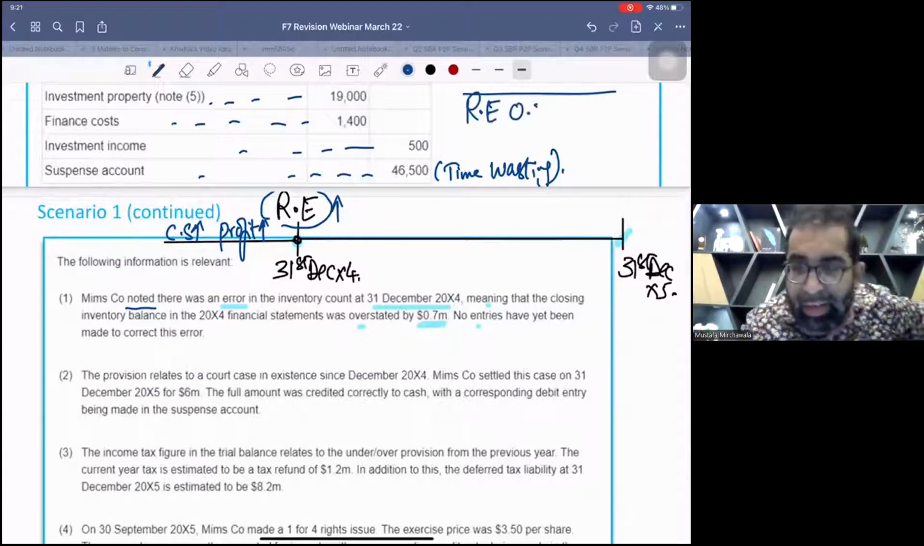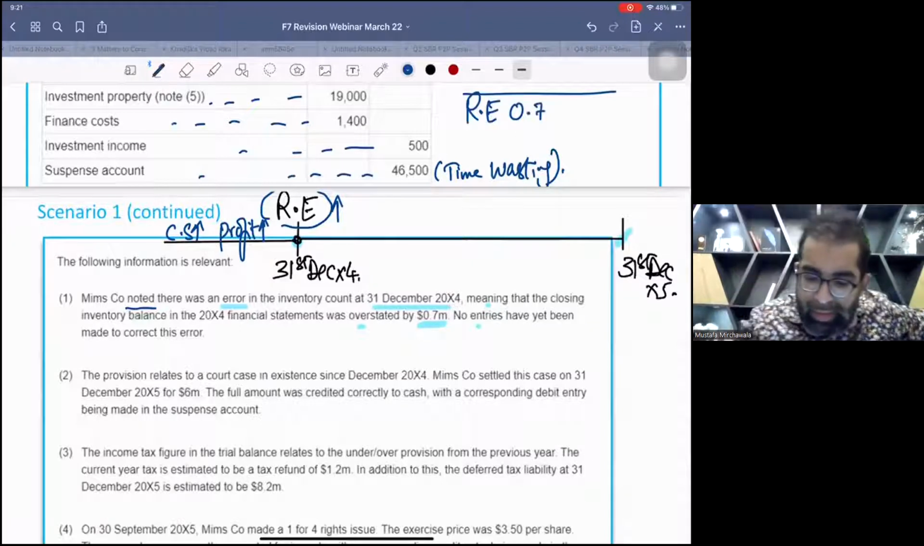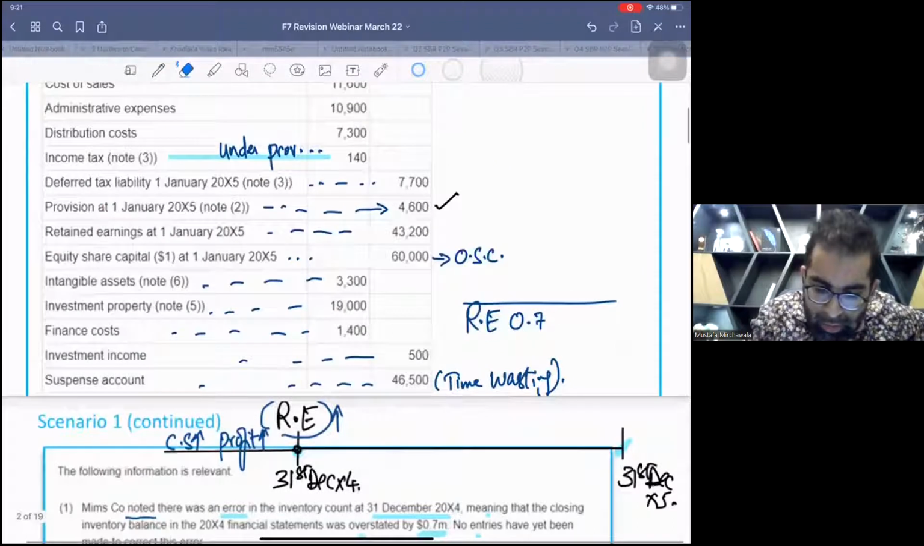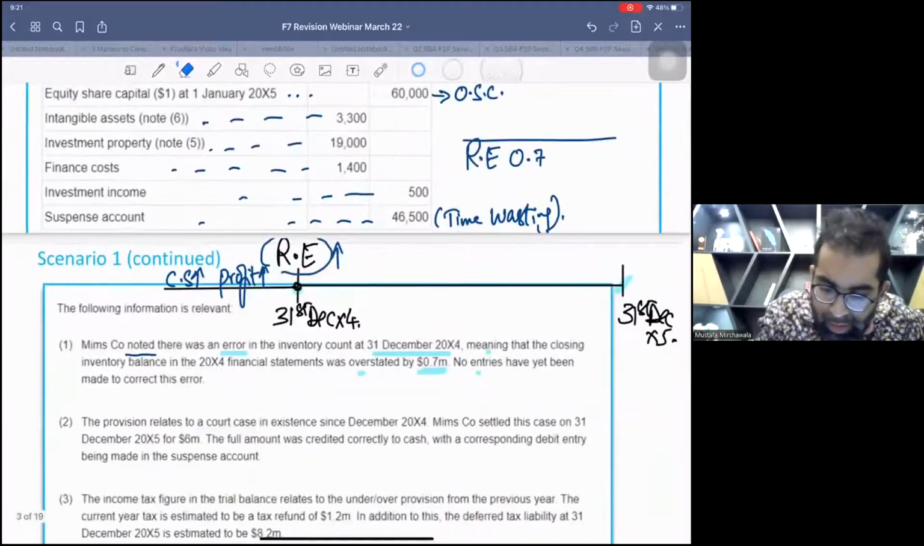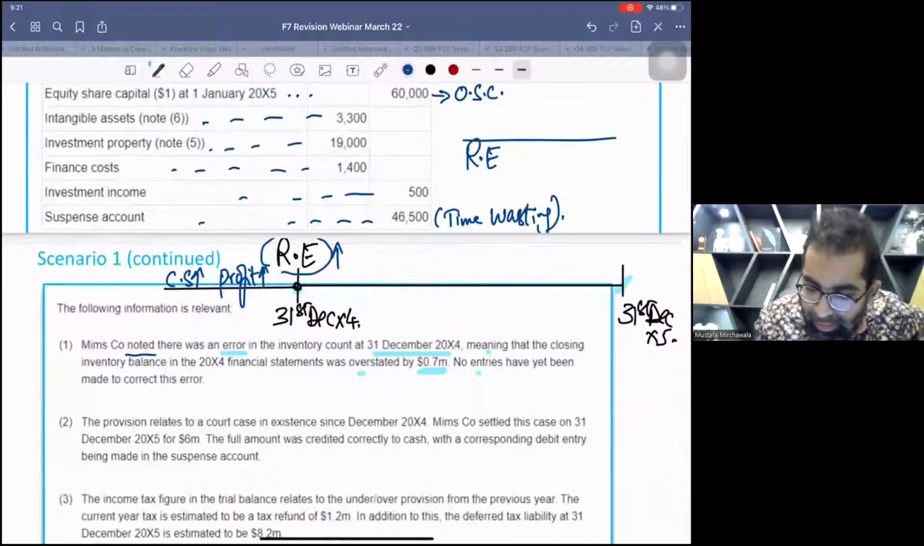0.7 million is basically 700. Let me see the question. It's in thousands. So 0.7 million means 700. So retained earnings debit 700.